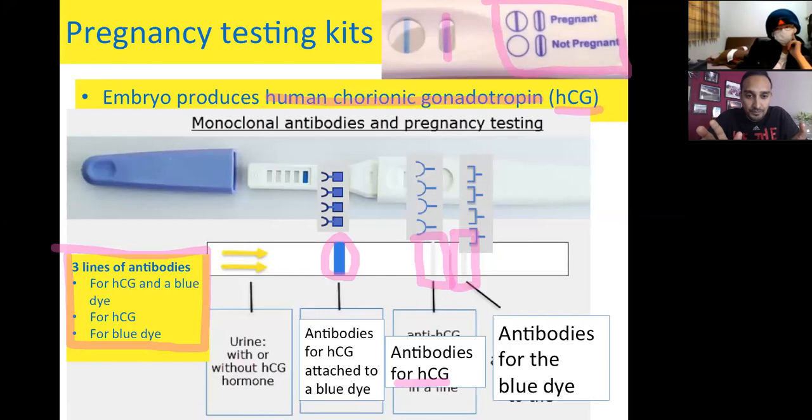So without clicking ahead, tell me, how does this work? The woman pees here on the end of the pregnancy test. And since this is like filter paper, the urine starts to use capillary action to flow this way. Tell me what happens if the woman is pregnant.